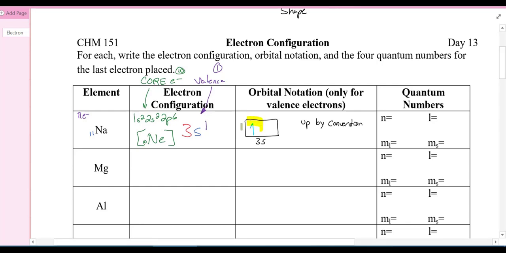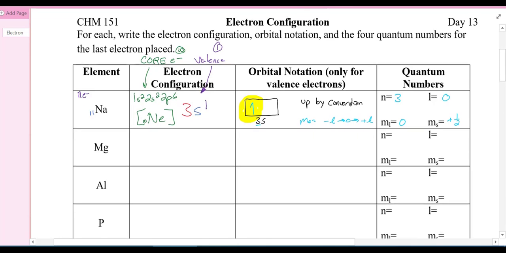Alright, so for this electron, what is N? N will be 3. What orbital are we in? S. So that means L is 0. Remember, M sub L is negative L through 0 to positive L. Well, if L is 0, M sub L can only be 0. There's only one orientation for an s orbital. And since we're up, we're plus 1/2. And those are the quantum numbers for that last electron. Each of the other 10 electrons has quantum numbers too, but we're just doing the last one.